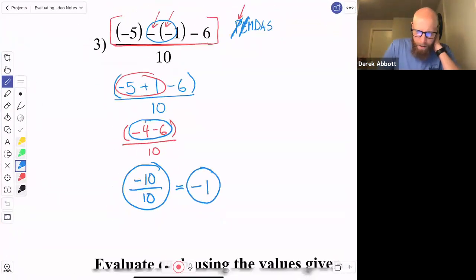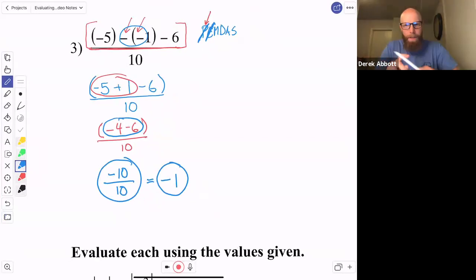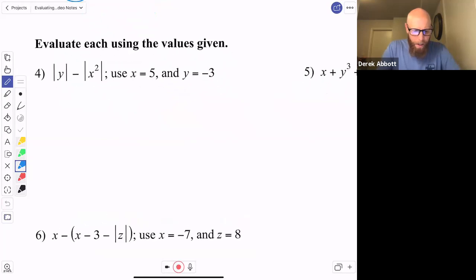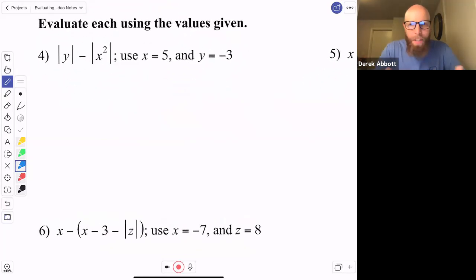So that's what that looks like right there. Order of operations. Okay, so let's do this. What happens if we have to evaluate? Well, this is the exact same thing. It's order of operations, but first thing you have to do is plug values in. So let's get to it. Let's plug values in, right?